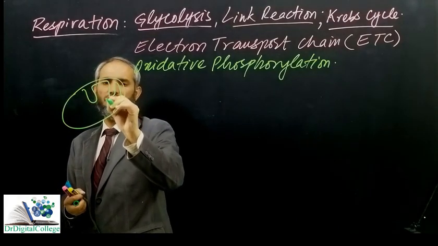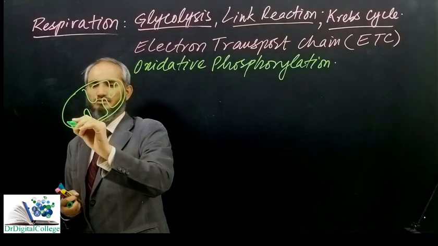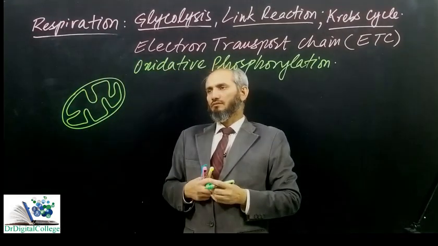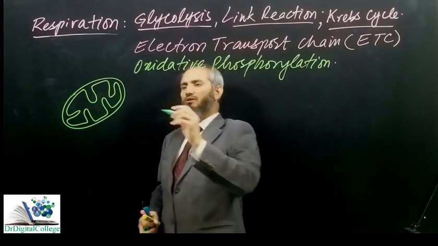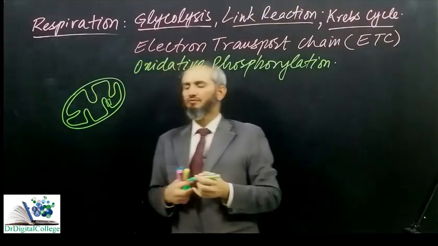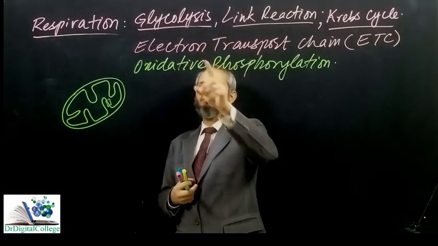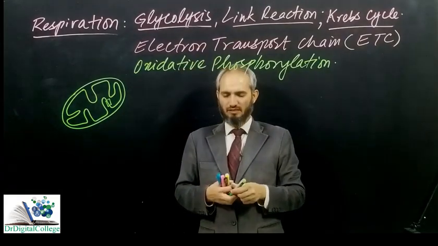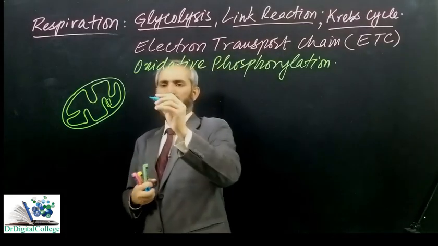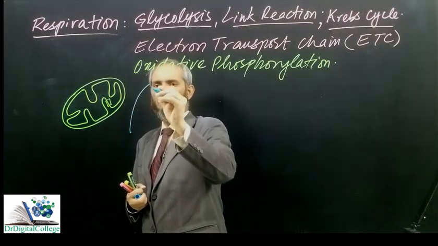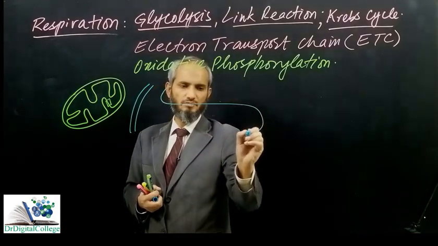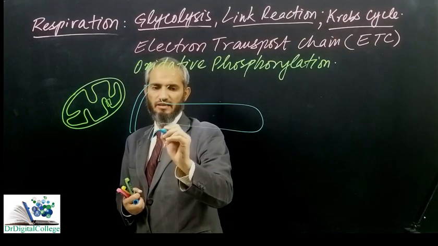We will study in detail what is the structure of mitochondria in relation to cellular respiration. Here on this inner surface of the mitochondria, this oxidative phosphorylation or electron transport chain is occurring. If I draw it here in large size, this is the outer membrane as a bilayer and this is the inner membrane as a bilayer.